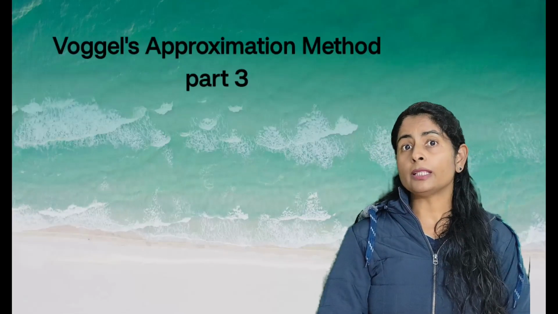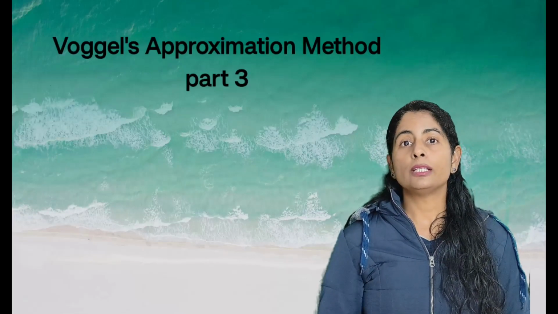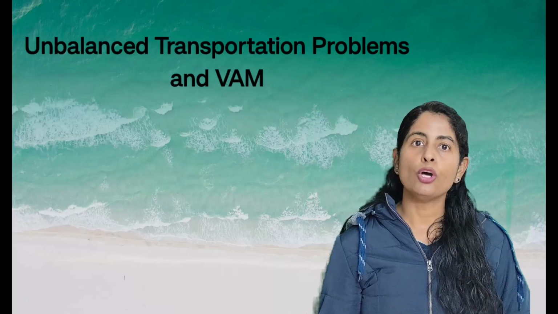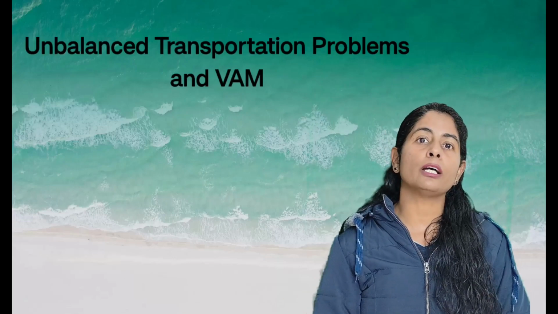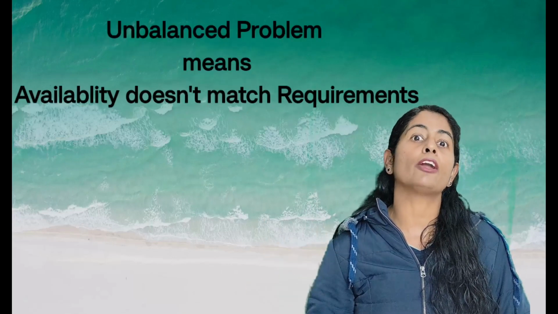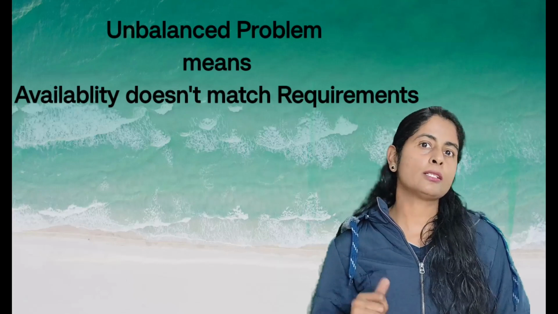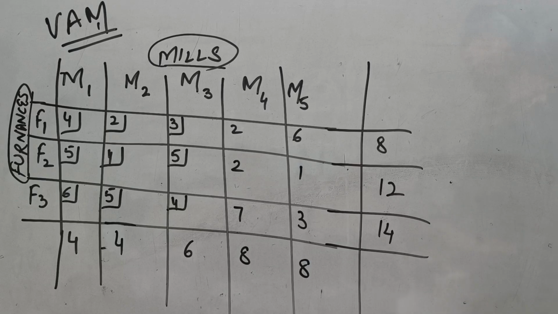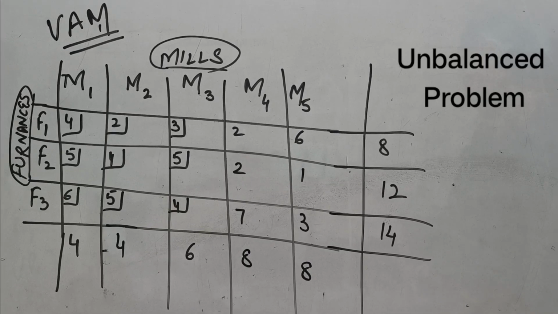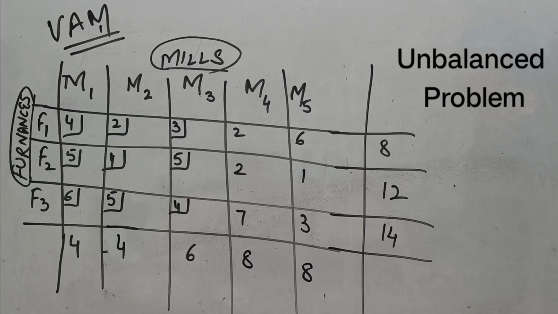Now there can be another type of questions in which the unbalanced problem is given and you have been told to apply VAM also. So let us see one practical question in which you have to apply VAM and the problem is not balanced. It means the total of availability and requirement do not match. Let us see one practical question related to that. Now in front of you, you have another question in which we will see how to solve the unbalanced transportation problem with VAM method.